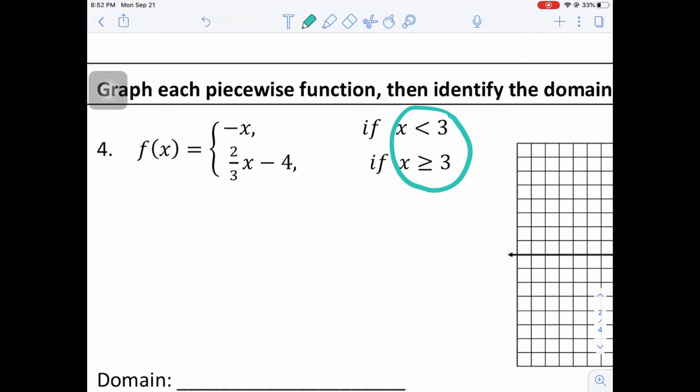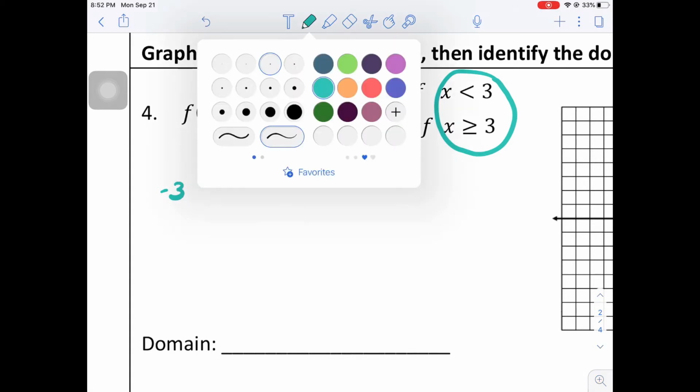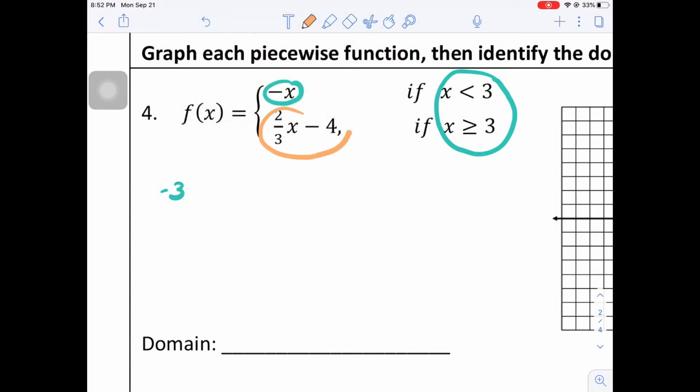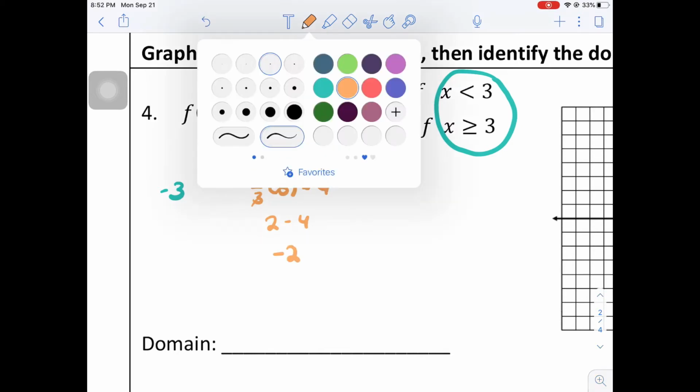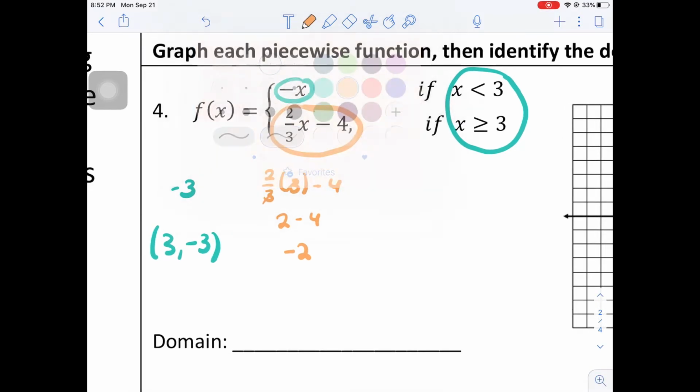So I'm going to plug 3 into both equations. So if I plug 3 into this top equation, I get -3, okay? And then if I plug in 3 to the bottom equation, I get 2/3 times 3 minus 4, which gives us 2 minus 4, which gives us -2. So this actually gives us points. This first one would be (3, -3), because we plugged in 3. This next one is going to be (3, -2), because, again, we plugged in 3.